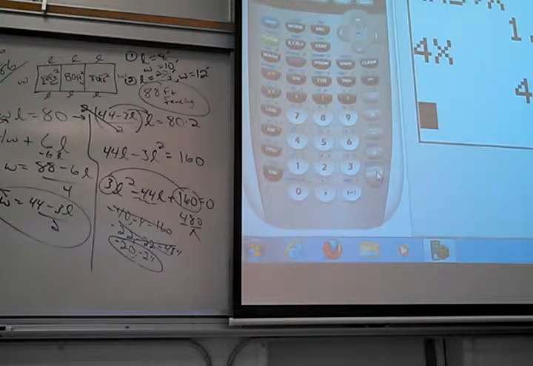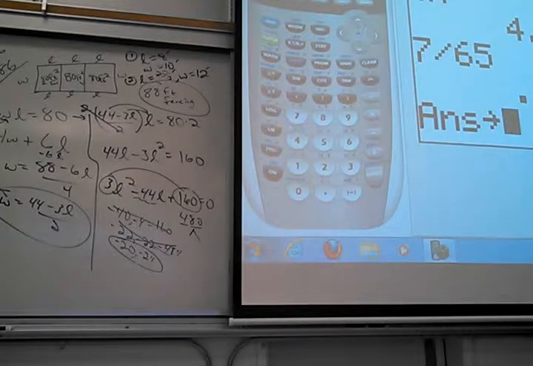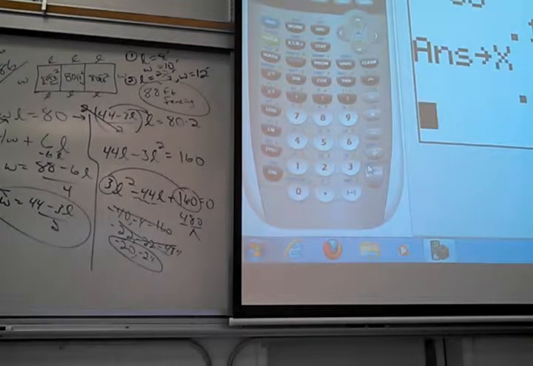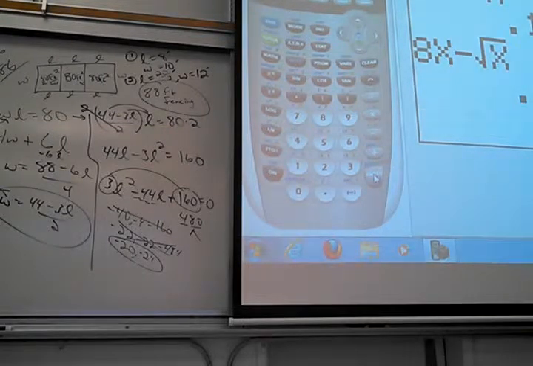You can do it again with the answer. Oh yeah, so if you do something like 7 divided by 65, and then you have to do several more things with that number, you can store it. Hit store right there, store X right here. It's your general all-purpose variable button. So now X has that value. So now if I want to do 8 times that minus the square root of that, bam, right? Instead of doing that whole number over and over and over again, I can just store it somewhere.